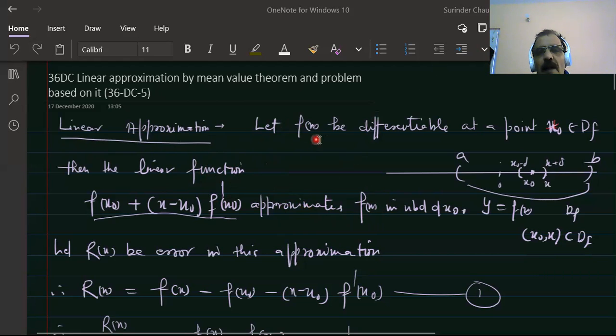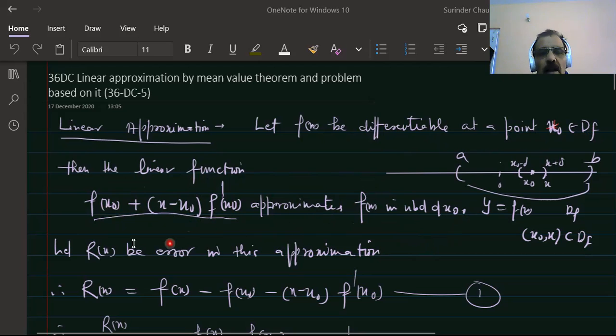In approximation, let f(x) be differentiable at a point x naught belonging to the domain of the function f(x). Then the linear approximation of f(x) at x naught will be f(x naught) plus (x minus x naught) f dash(x naught), in the neighborhood of x naught.